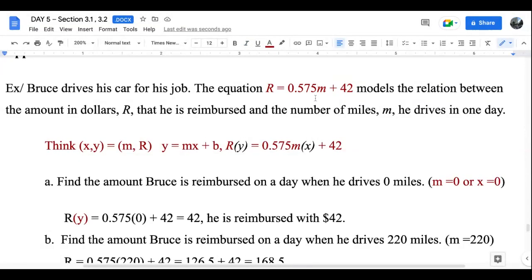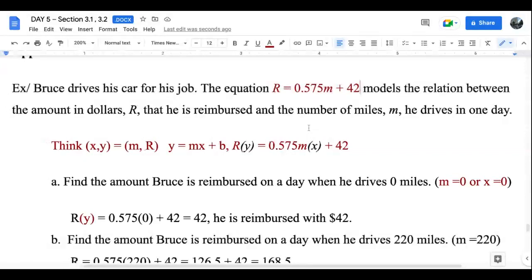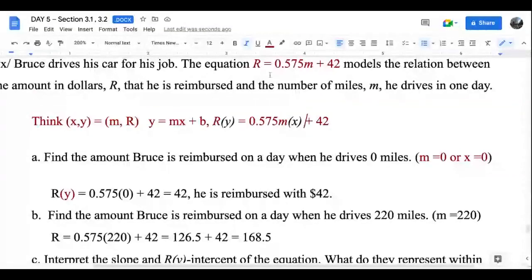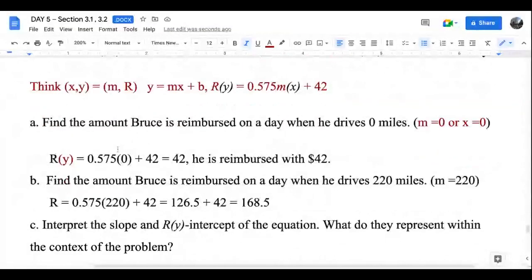Do you see this is slope-intercept form? You could think of R as y and M as x. What's the number before x? The slope, 0.575. And the y-intercept is (0, 42). So this is a linear equation, a linear model. First, find the amount Bruce is reimbursed on a day when he drives 0 miles. When he drives 0 miles, M equals 0.